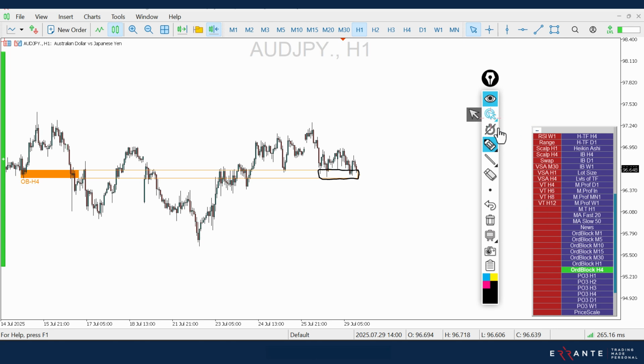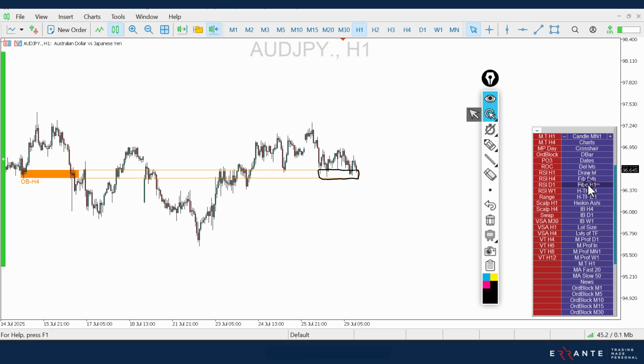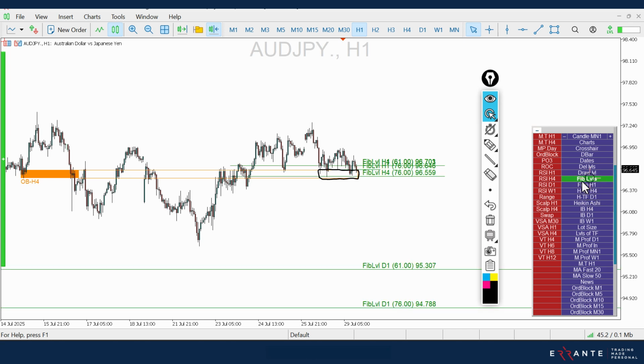Besides this, if we look at the fib levels, let me show you. That is what I was noticing. These are the fib levels, so you can clearly see that this area over here is the confluence of H1 and H4 levels on the 76 and 61% levels. So this area is a huge level of support as well.